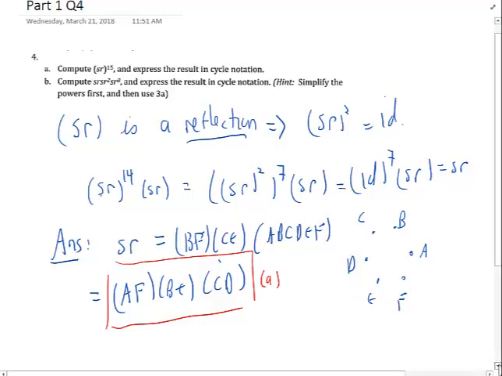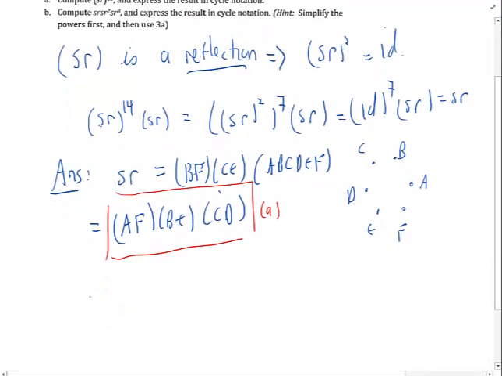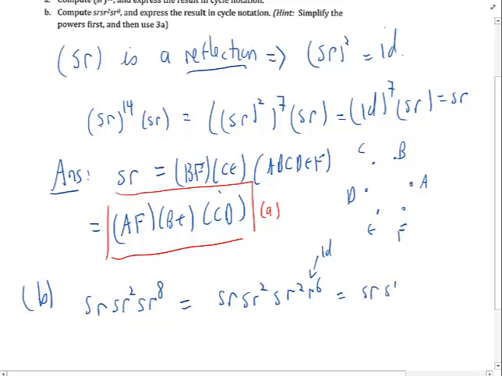Now, for part B, I want SR squared, and then SR to the 8th. Okay. All right, now, first thing you want to do, once you notice a power bigger than 6, you want to reduce that. So that's going to be SR squared, well, I can write this as R squared R to the 6th, but R to the 6th is the identity, so it's equal to SR squared.